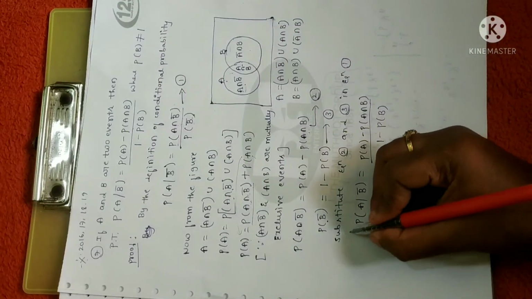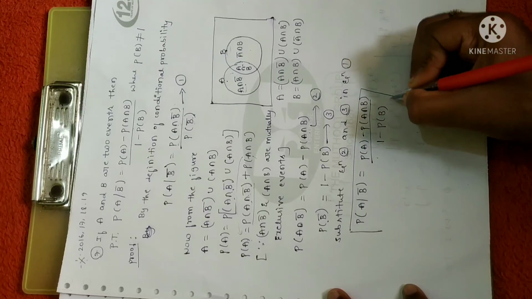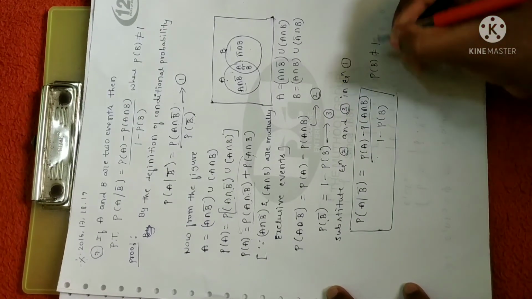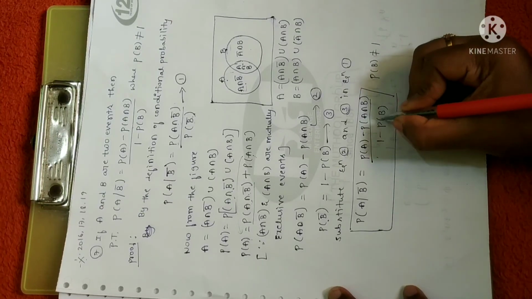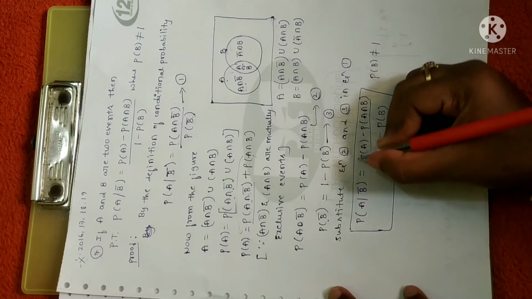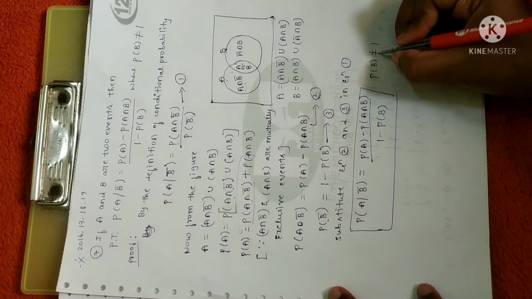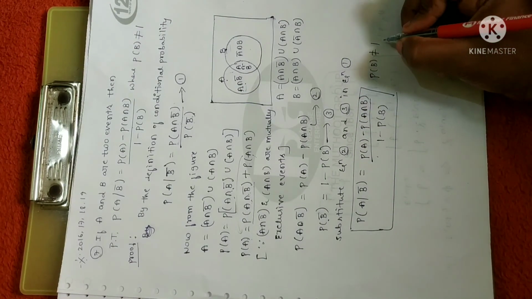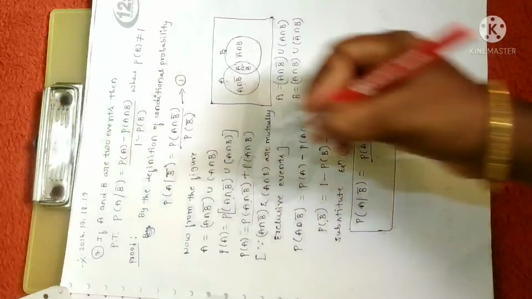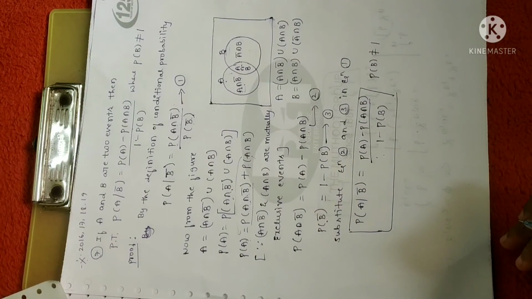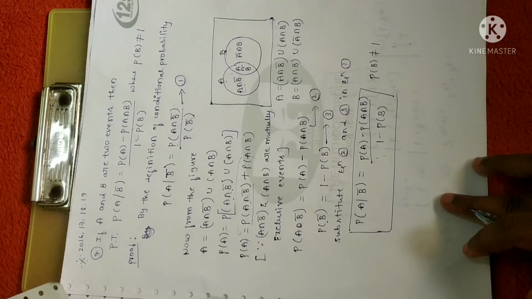So this is what we were required to prove, and you have to mention the condition that probability of B should not be equal to 1. Why? Because if the probability is 1, then 1 minus 1 will become 0, and anything divided by 0 is undefined. That is the reason probability of B should not be equal to 1. So this is what we were required to prove: for any two events A and B, this condition is true. This is the theorem and it is very important.